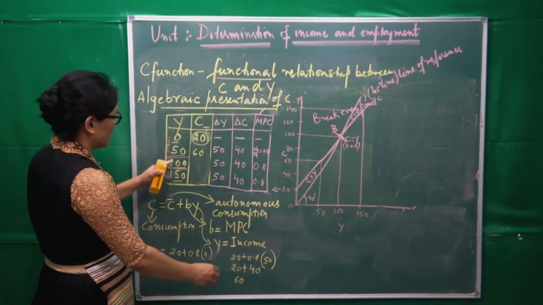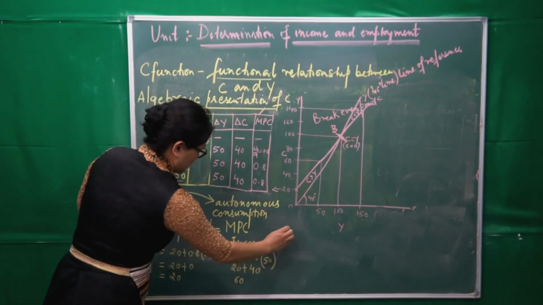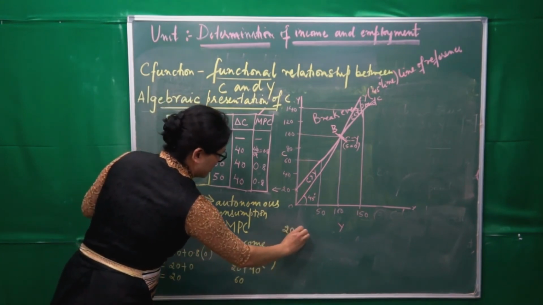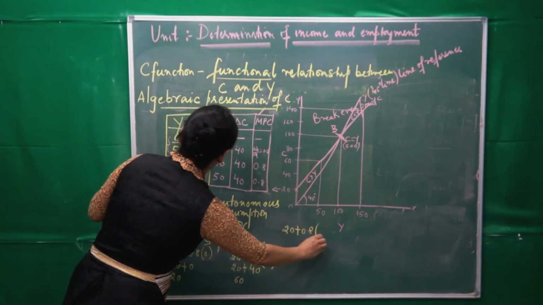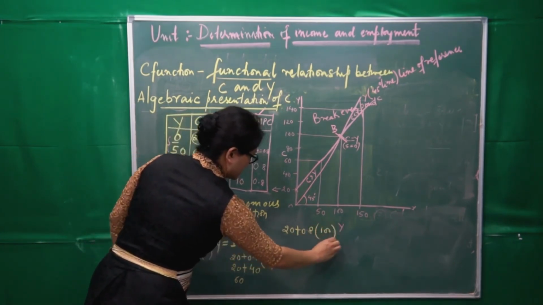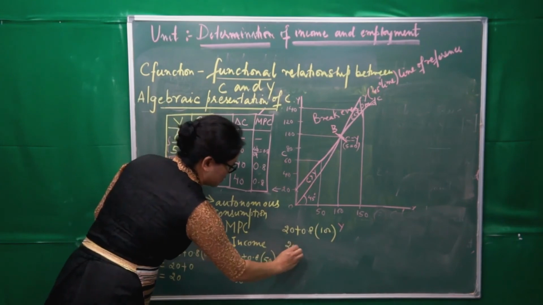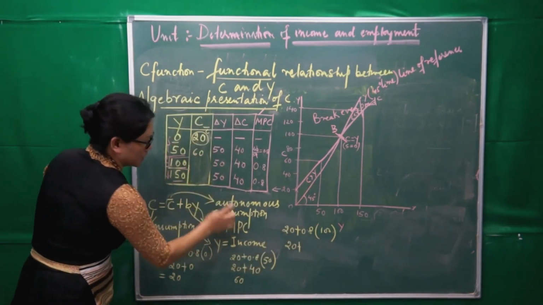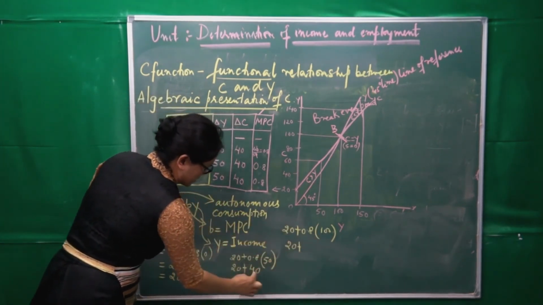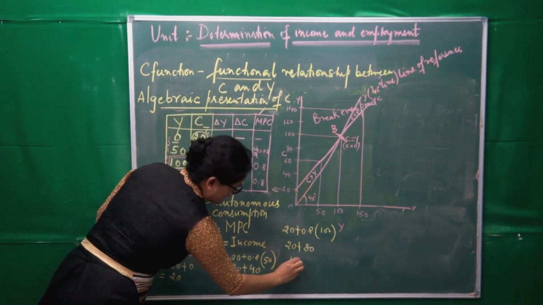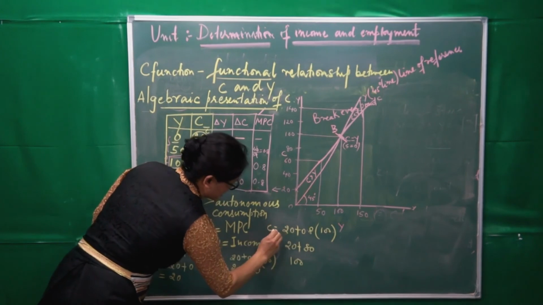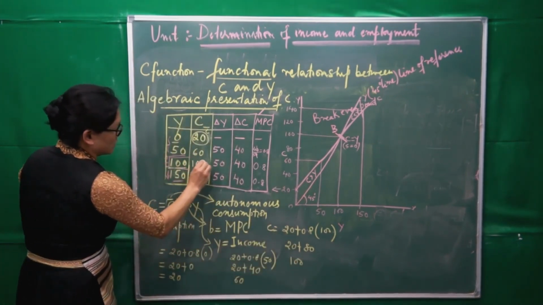Similarly, the next one will be 20 plus, this is autonomous consumption, 0.8 into 100. So 20 plus, how much will it come to here? 20 plus 80, right? So 80, 100. So C is how much? 100. So we are getting 100 here.